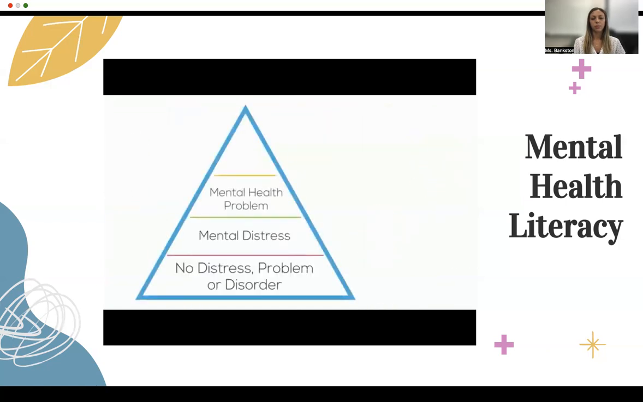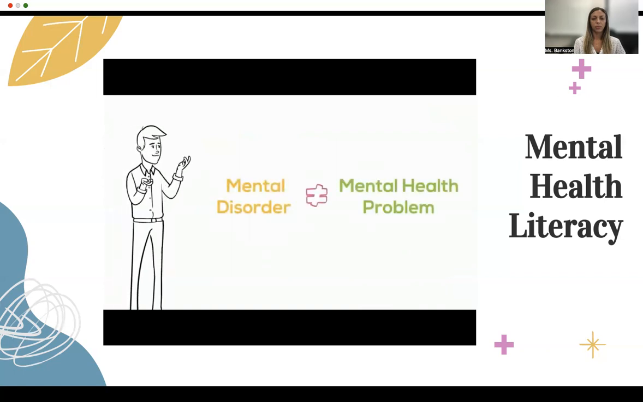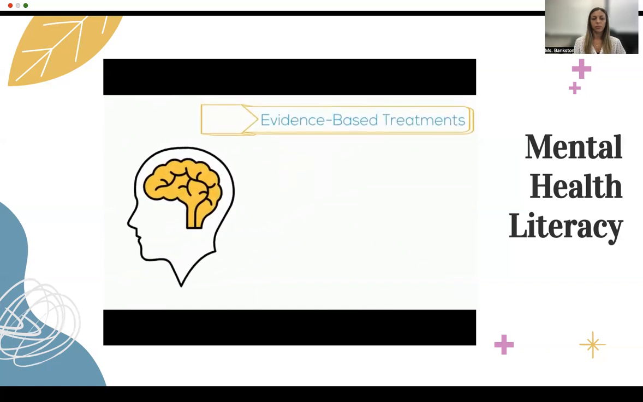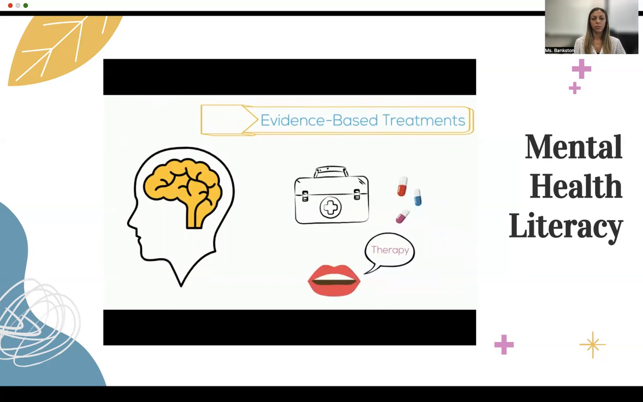The top of the pyramid, reserved for the fewest number of people, is a mental disorder or mental illness. This includes diagnoses such as clinical depression, clinical anxiety, or bipolar disorder. A mental disorder is very different than a mental health problem. This is where we see something going on in the brain, a perturbation of usual brain functioning. This is where evidence-based medical and therapeutic treatment is needed by specially trained professionals.